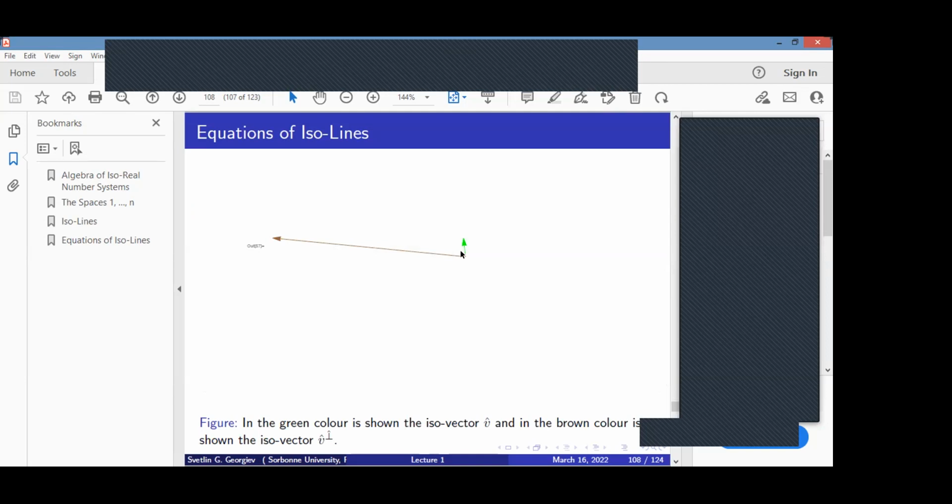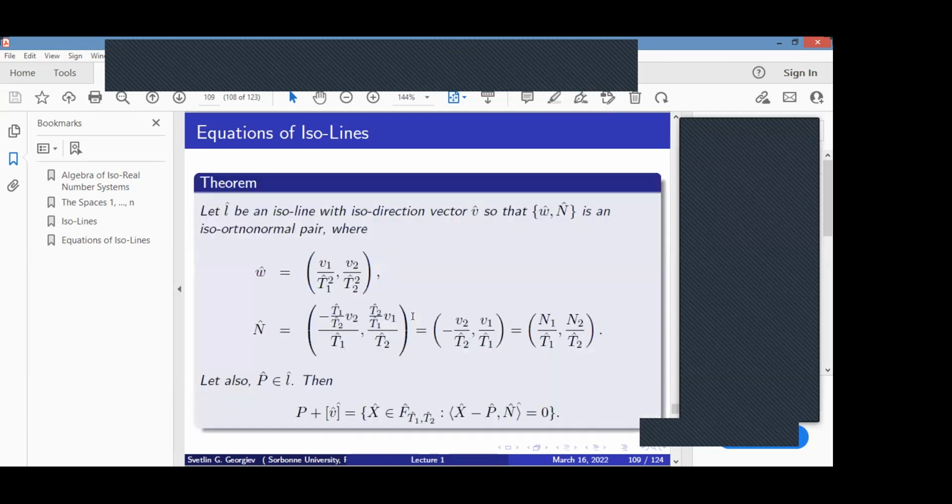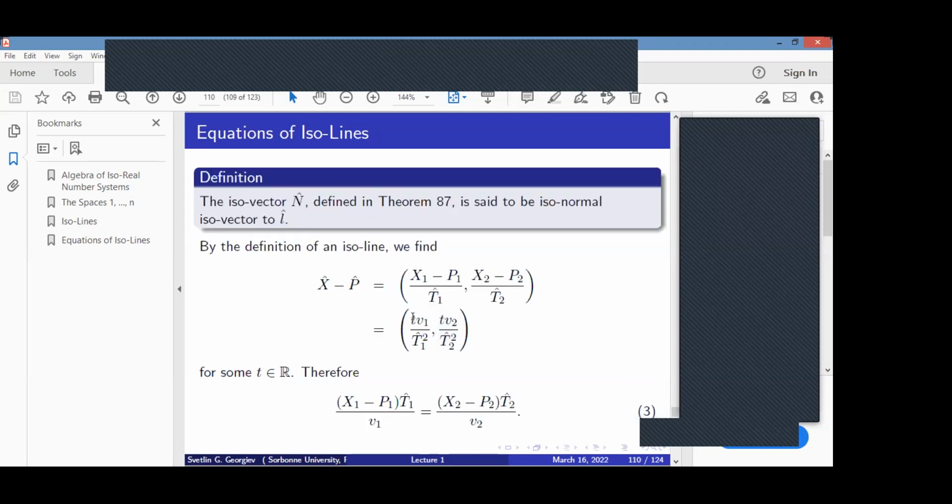Again, we have a different angle. This angle, I know that it depends on the isotopic elements head T1 and head T2. And in the next lecture, we will see this dependence, and it will be deduced with an exact expression. So we have defined the iso direction of an isoline in the two-dimensional case, and the isonormal of an isoline in the two-dimensional case.